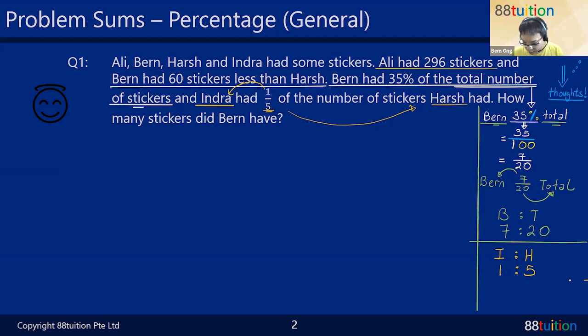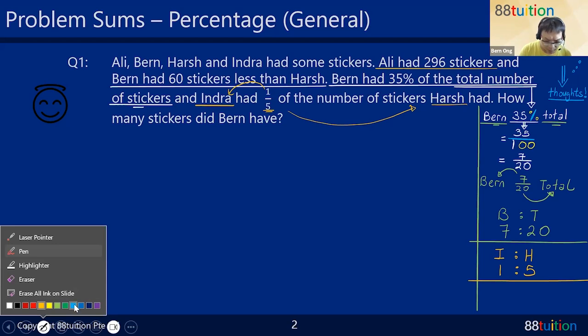I'm just writing it out. These are my thoughts. Every line I read will give me some idea how to approach the question. How many stickers did Ben have? So I am the star here. It seems that I'm the star here.